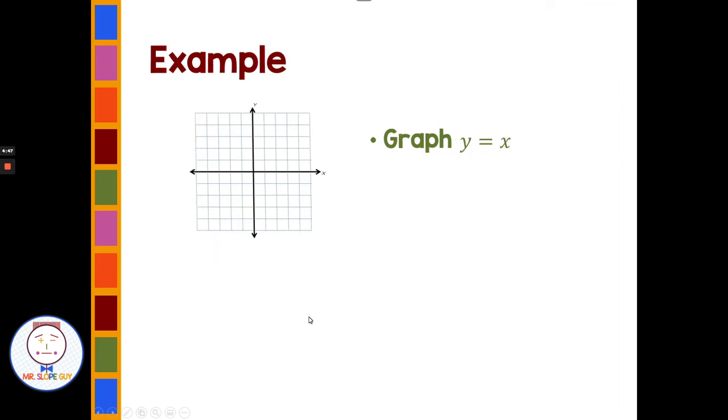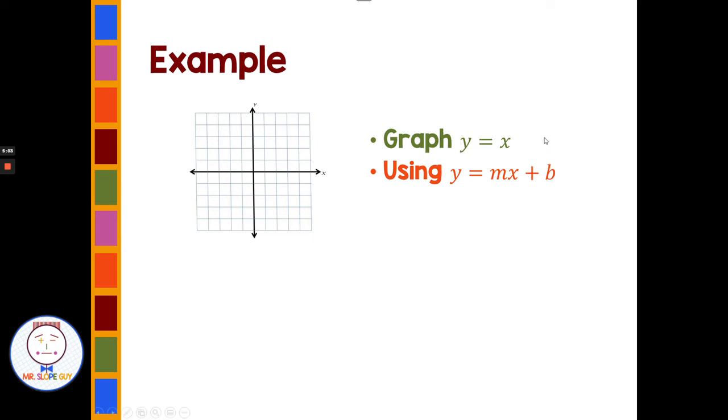What if I have something like this? Graph y equals x. Well, this is not a horizontal line or a vertical line, so I would need some knowledge of slope-intercept form. I would need to know a little bit about y equals mx plus b because I need to be able to identify the slope, identify the y-intercept.